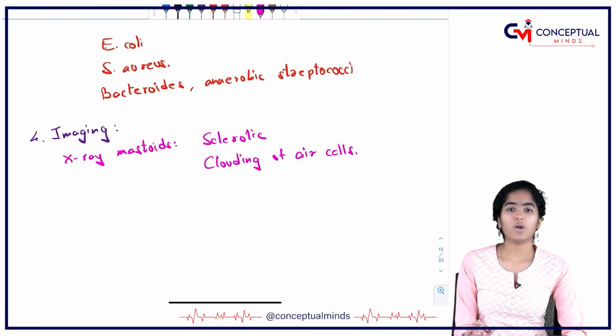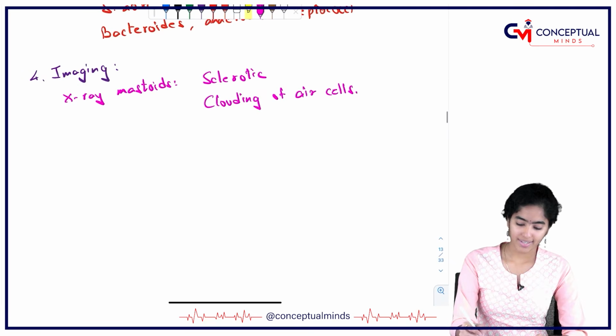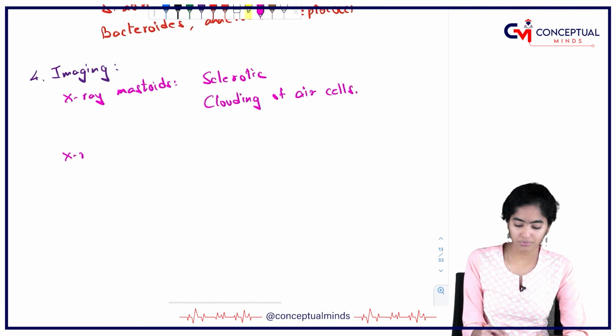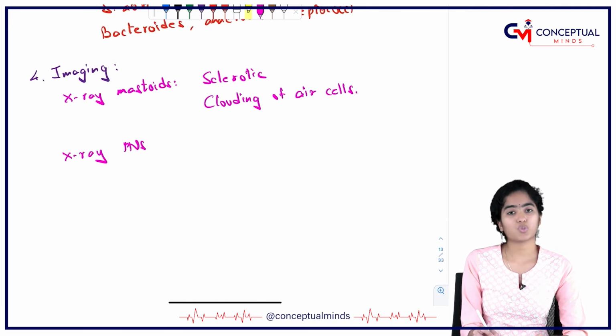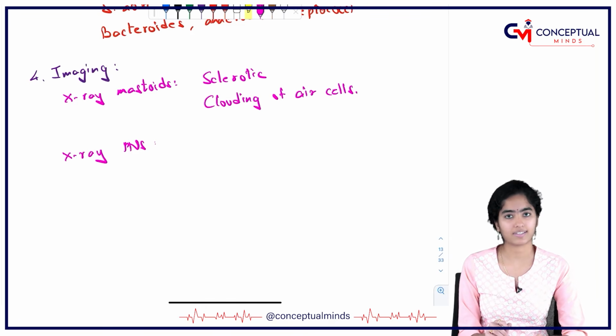There is usually no evidence of any bone destruction in tubotympanic type. That's a feature of atticoantral type of disease, bone destruction. Here, no bone destruction. And after X-ray mastoids, we can also perform X-ray of the paranasal sinuses. This will help us in identifying any focus of infection and sinusitis.